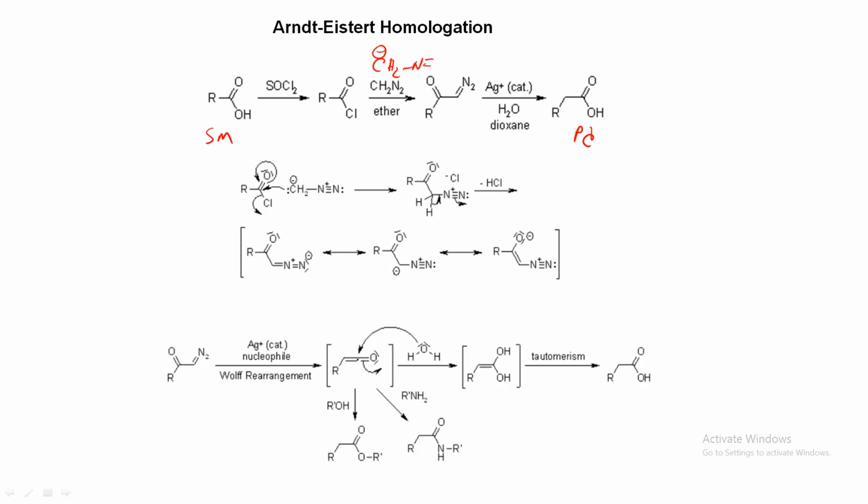this kind of thing, right? So this attack is there, followed by chloride removal. So it should lead to RCO-CHN2, so this kind of thing. It has a double bond type, and there are many resonance forms, and it is one of them. Nothing fancy about that. And when it is treated with Ag+ in catalytic amount, this thing would be converted to acid. So let's look at the mechanism.